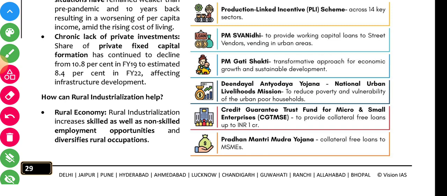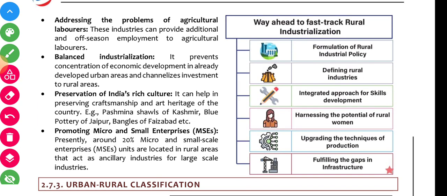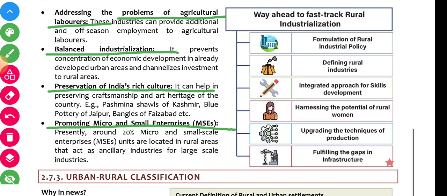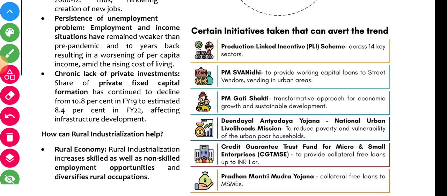How can rural industrialization help the rural economy? Skilled as well as non-skilled employment opportunities and diversifies rural occupations, addressing the problem of agricultural laborers, preservation of India's rich culture, promoting micro and small enterprises. These are the key initiatives and key developments to help rural industrialization.